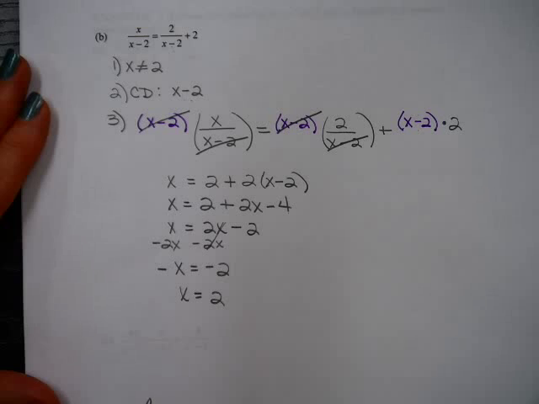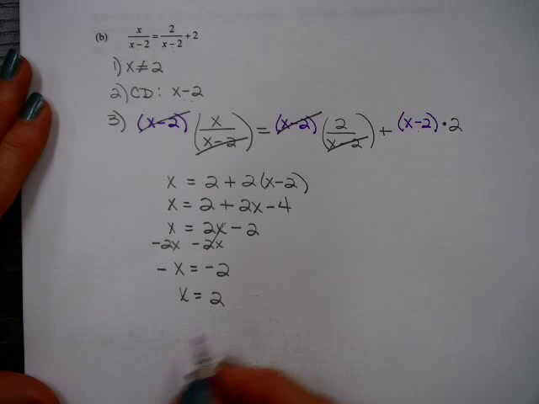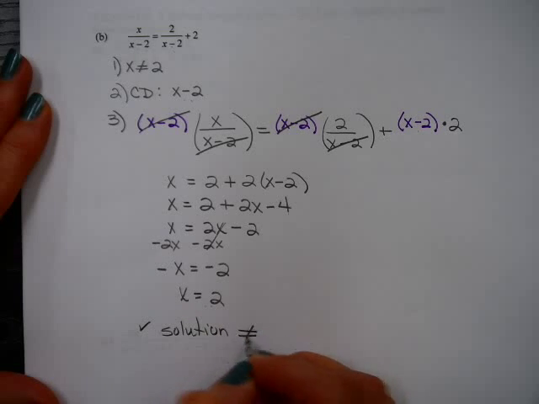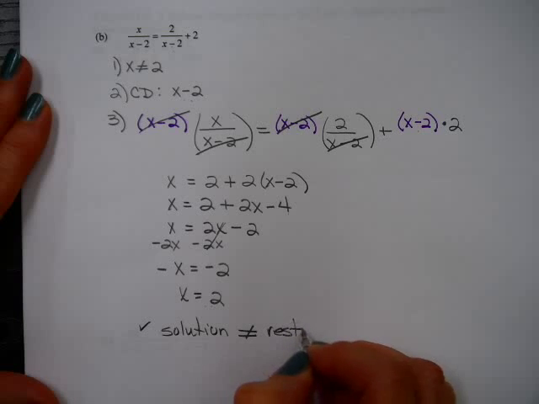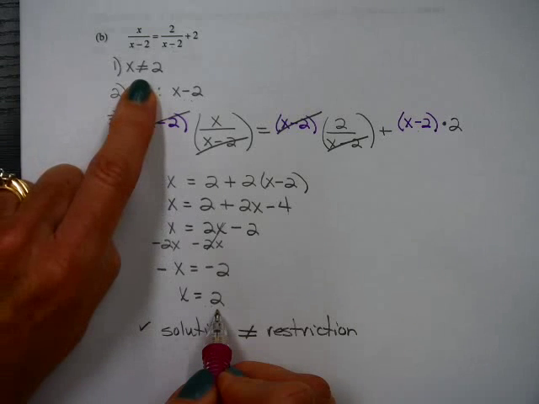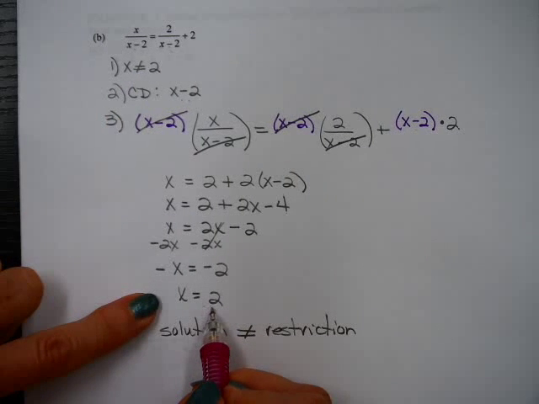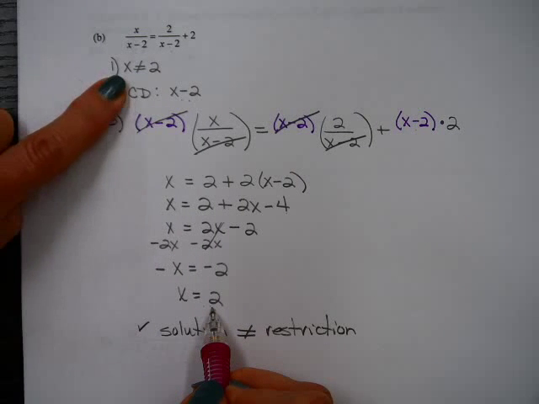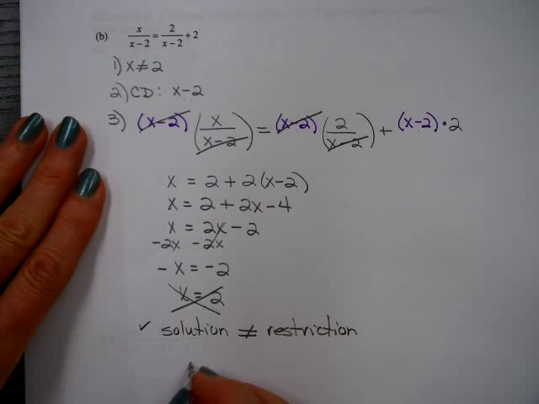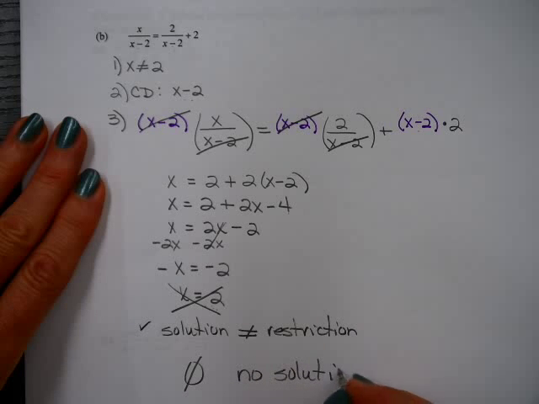The last thing we have to do, check to make sure that your solution is not equal to your restriction. Well, look, we got x is equal to 2, but we said our answer could not be 2. That is our restriction. Since we got x is equal to 2 and we know x cannot be 2, this cannot work in our problem, and we actually have no solution to this problem.